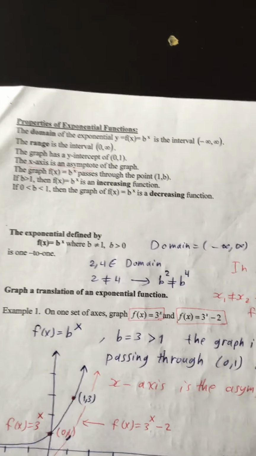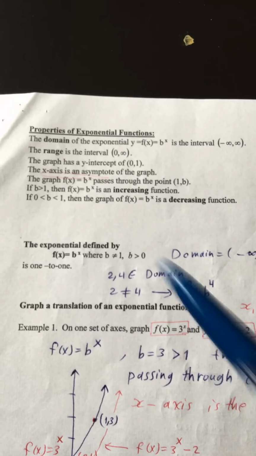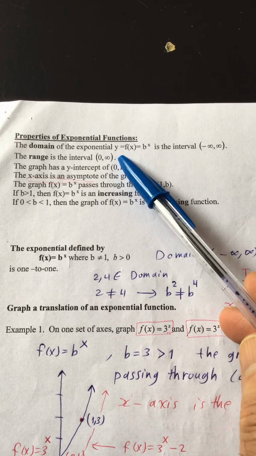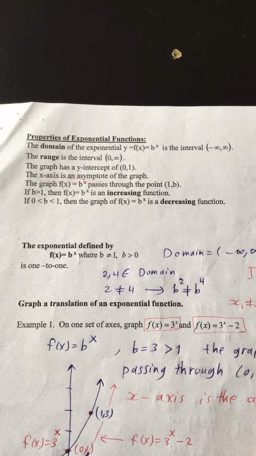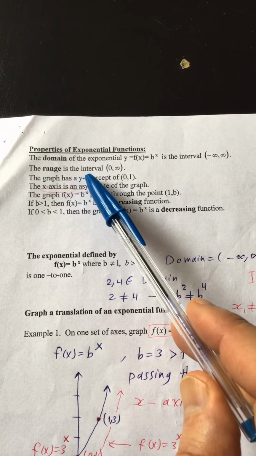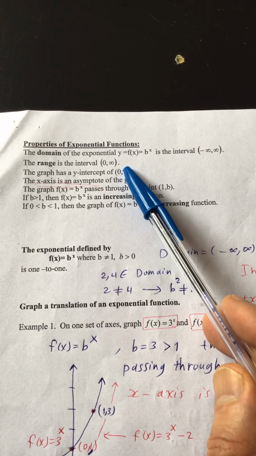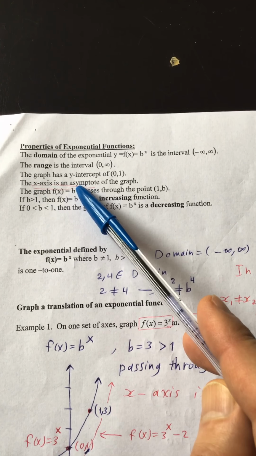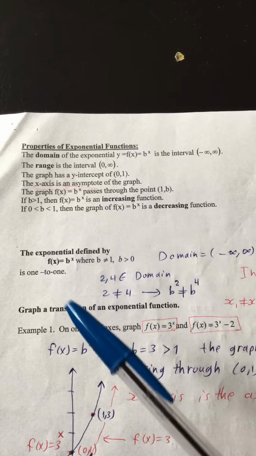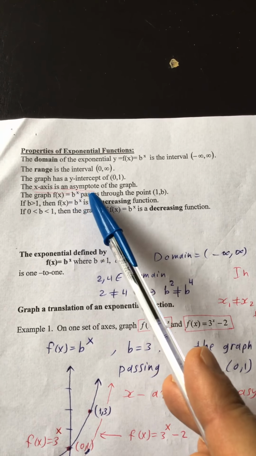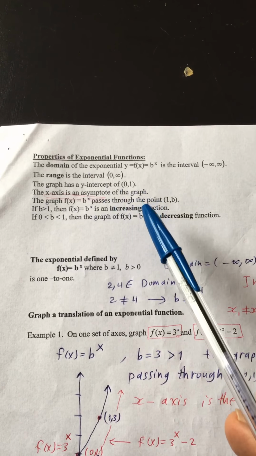Now here we have the properties of exponential functions. The domain of the exponential is the interval minus infinity to infinity. The range is the interval 0 to infinity. The graph has a y-intercept of (0, 1), passing through (0, 1). The x-axis is an asymptote of the graph, so the graph never intersects the x-axis.